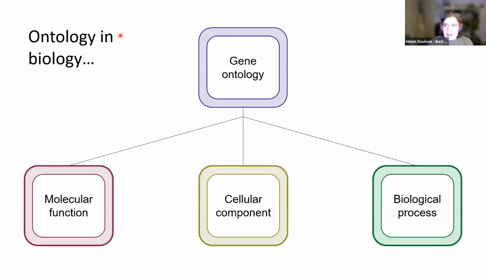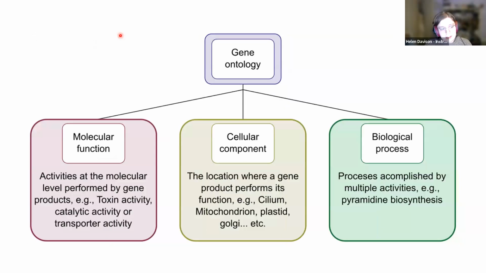So we have 3 main ontologies that we look at. There's molecular function, cellular component, and biological process. So molecular functions are at the molecular level, and can be things like toxin activity or enzyme activity. And then you have the cellular component, so the localization of where it performs, whether that's cilia or mitochondria or other organelles. And then you have the biological processes as well, so like pyrimidine biosynthesis here.